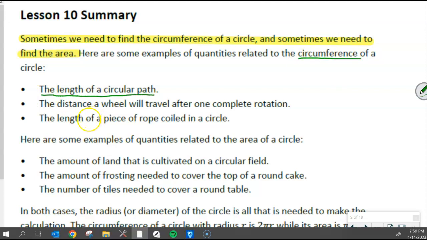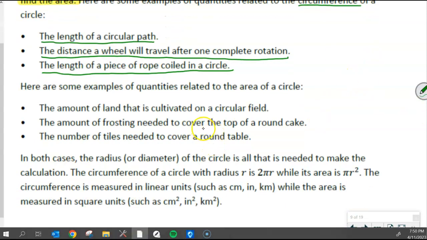Again, if I'm walking on a circular path, that would be the circumference because I'm staying on the outside. The distance a wheel will travel after 1 complete rotation, just like our unicycle. That's an example of circumference. And the length of a piece of rope that's been coiled into a circle. Again, those are all things that are happening on the outside of a circle, so that's going to be the circumference. And here are some examples of quantities that are related to the area of a circle.